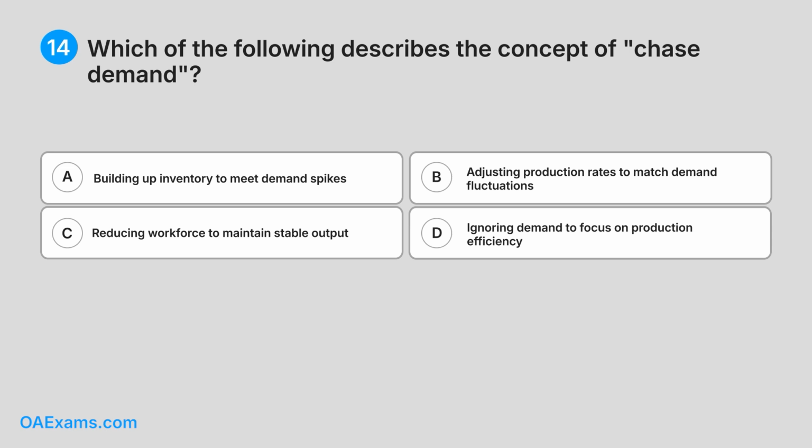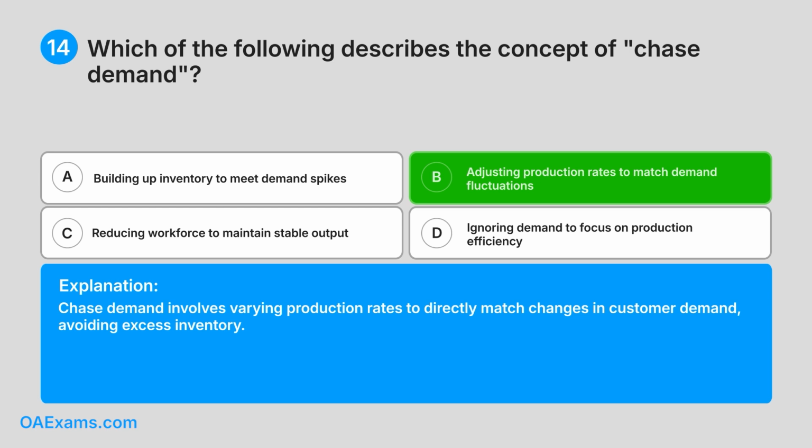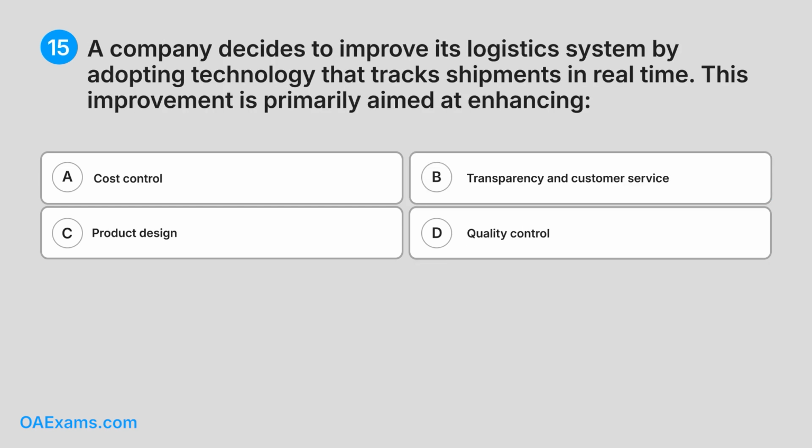Correct answer, B. Adjusting production rates to match demand fluctuations. Explanation: chase demand involves varying production rates to directly match changes in customer demand, avoiding excess inventory. 15. A company decides to improve its logistics system by adopting technology that tracks shipments in real time. This improvement is primarily aimed at enhancing A. Cost control, B. Transparency and customer service, C. Product design, D. Quality control.